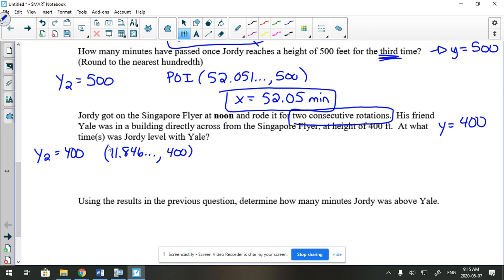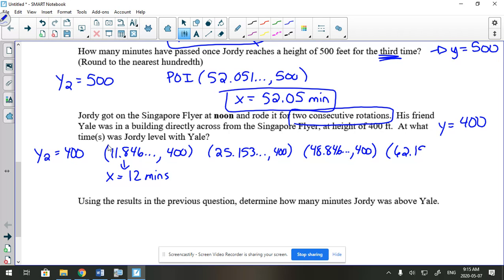So you can see here that your x, if I round to the nearest minute, my x is going to be 12 minutes. And then I'm going to figure out the other 3. I'm going to find the point of intersection for each of those other 3 spots. And you should get 25.153. You should get 48.846. And you should get 62.153.